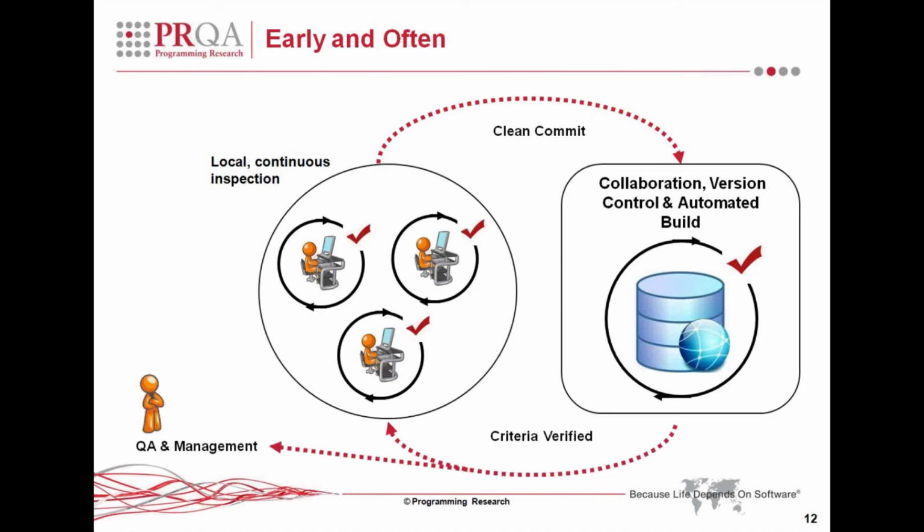So now we have this ability to automatically inspect the code, and we have known that our inspection criteria has been verified by this process. And now, because we have an online available platform, you have the ability to give quality assurance and management eyes into the process so that they can give feedback and continue to improve the process using the information available in the collaboration platform.